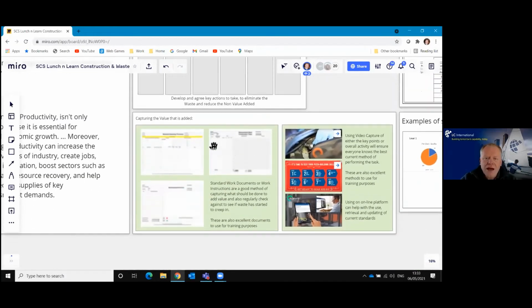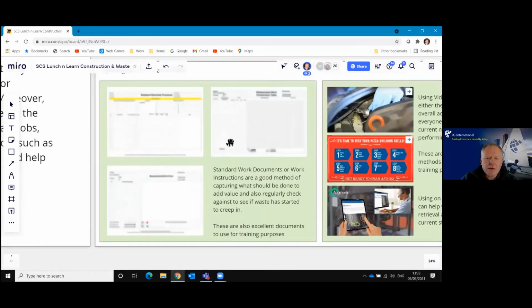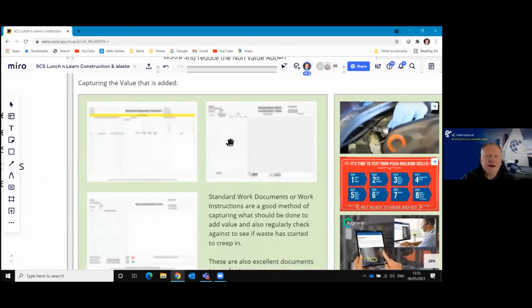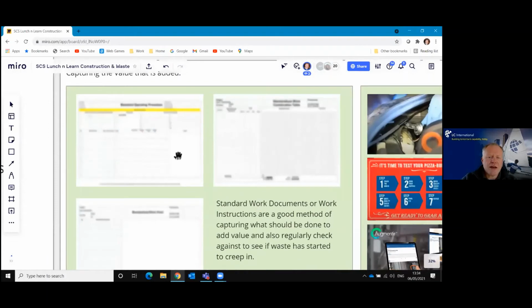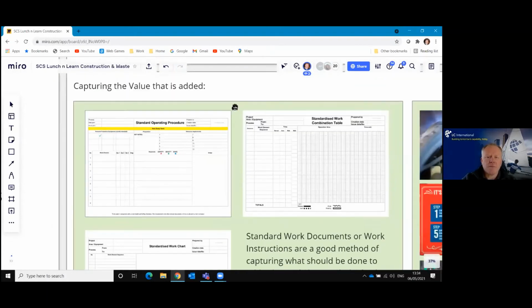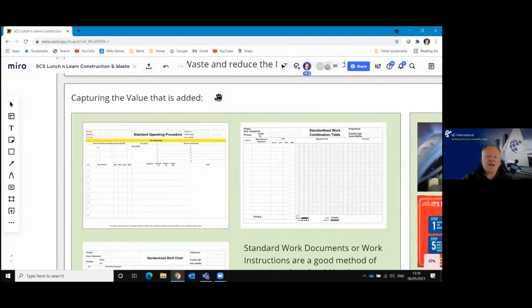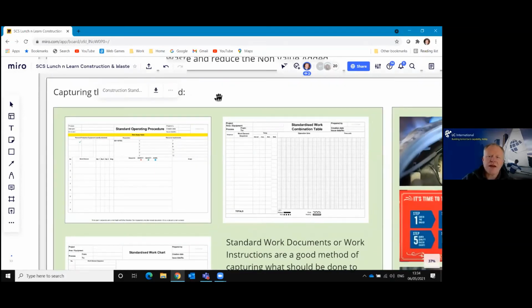Now, capturing value. There are a number of ways of capturing that value, and what I'm showing you here now is what we call standard work. So once you've understood the actions you're going to take, think about how you're capturing that way of working so that other people can learn from that way of working. And we have a standard way that is always going to give us that right quality, that right delivery and that right cost.